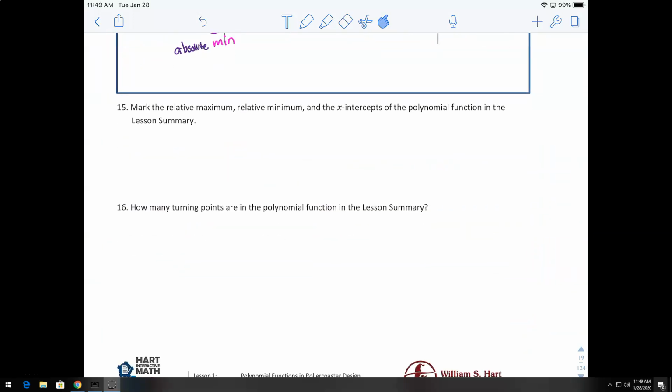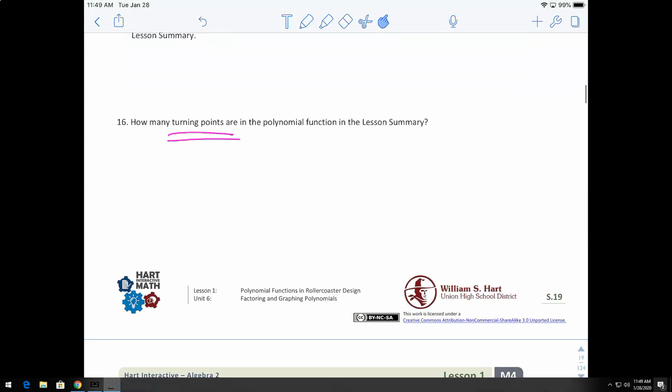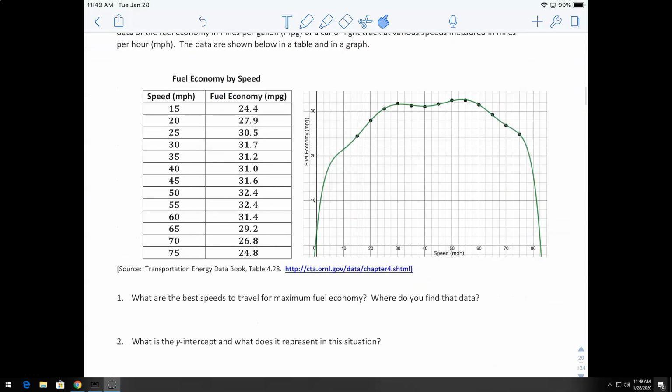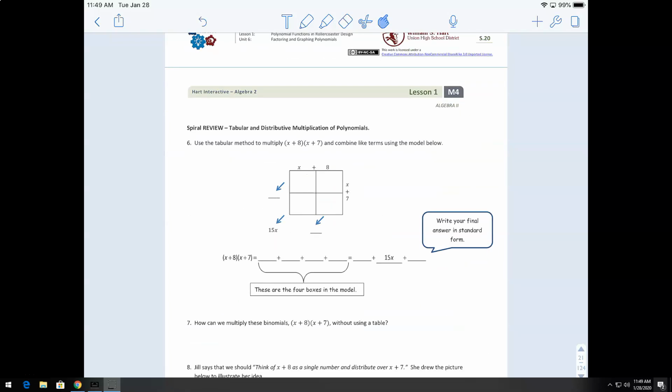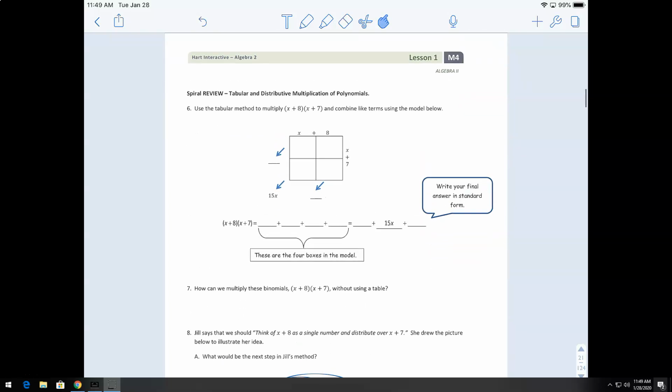So I answered question 15, and I did not answer question 16. So you need to go and tell me how many turning points or points of inflection there are. So, homework problem set. I am not going to do any of this page. The rest of today is you just working. So it's working time. There's a couple of directions I'm going to go through.